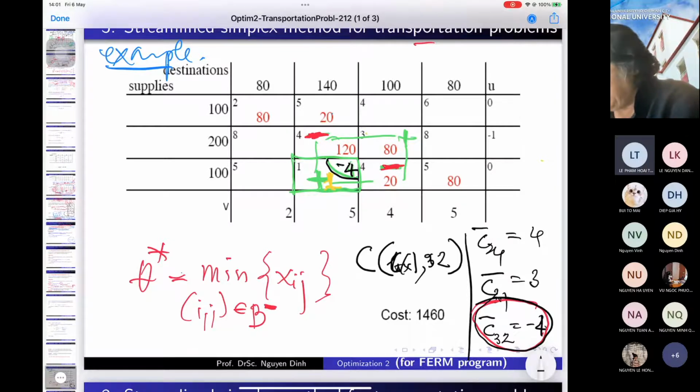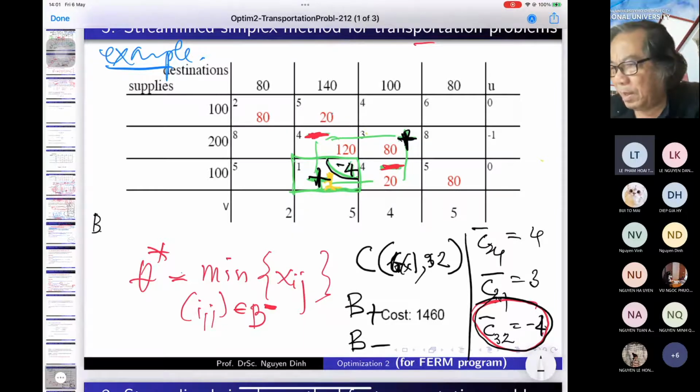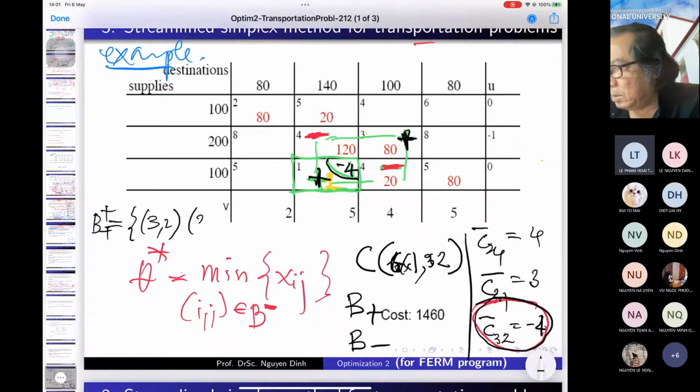Yeah, this is the cycle GX, and then 32. This cycle is divided into two sets, B plus and B minus. B plus are the set of cells with the plus sign. So B plus, you can write the plus cells here, is equal to what? 3, 2, and then 2, 3. And B minus are the cells with the minus sign.